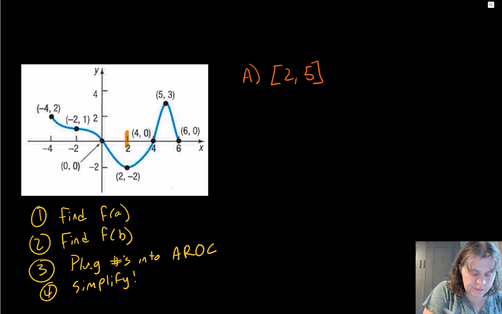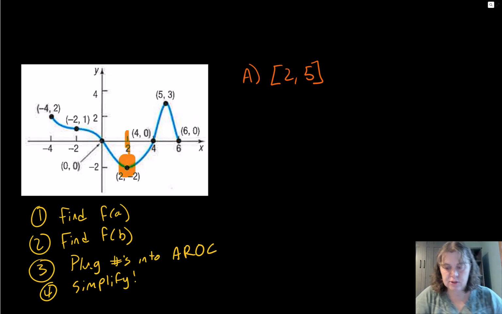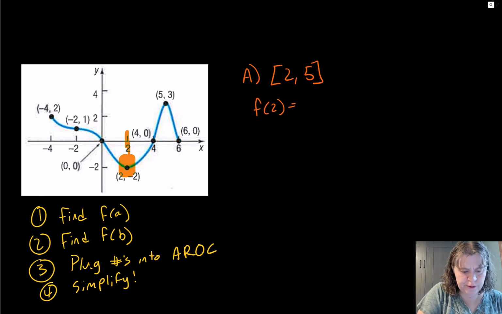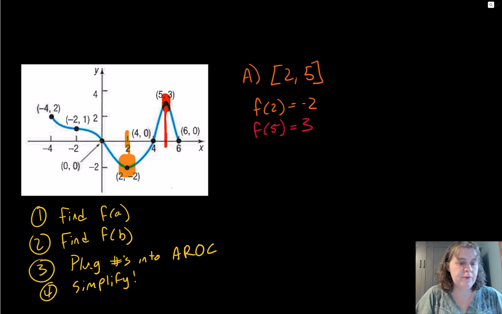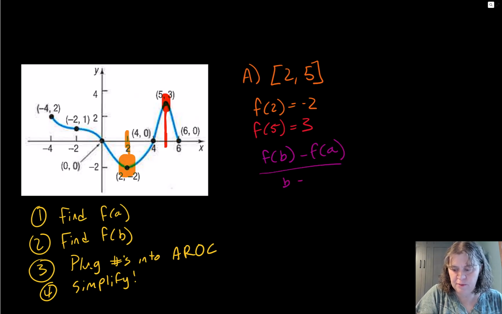So 2 is here. So f of 2, that's the point that I'm looking at. So f of 2 is equal to negative 2. And then I need to find 5. 5 would be about here. So here's f of 5. And so f of 5 is equal to 3. Okay, so there's my two things. So now I need to plug stuff into my equation. So it is f of b minus f of a over b minus a.